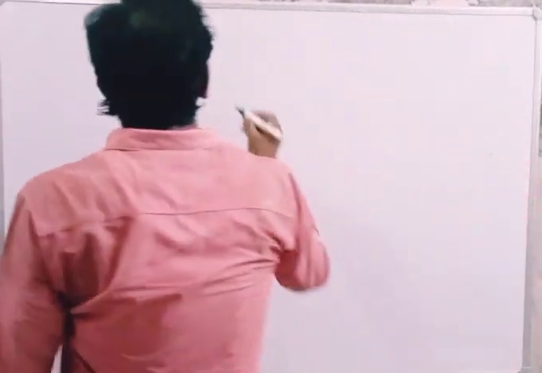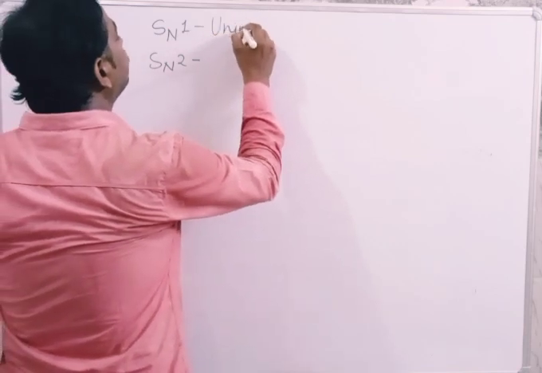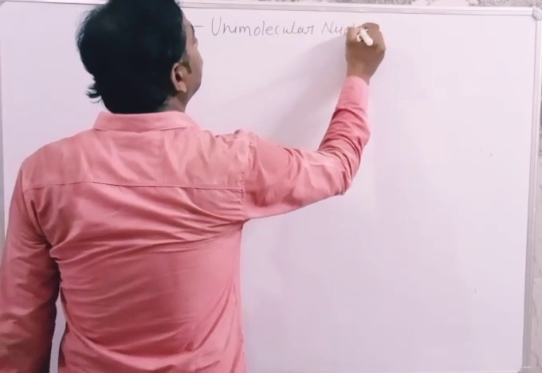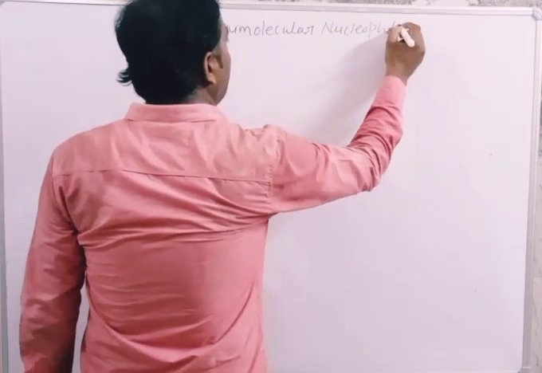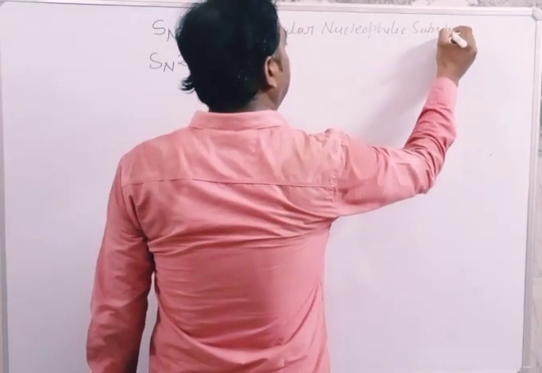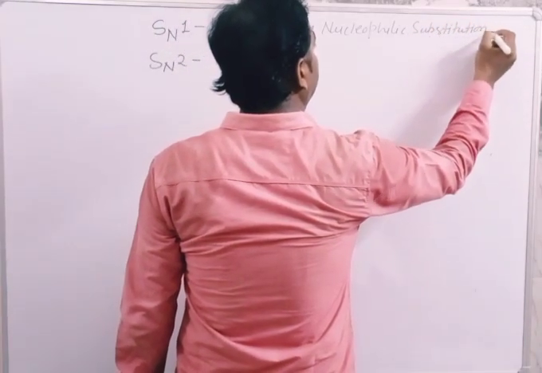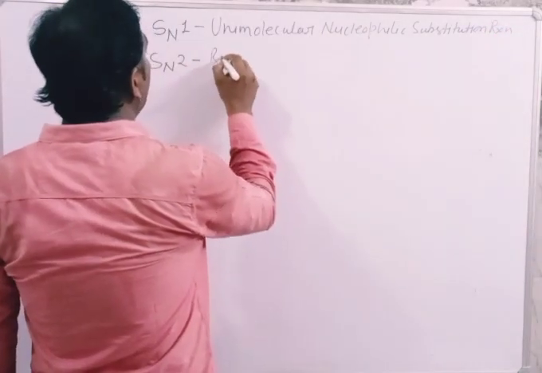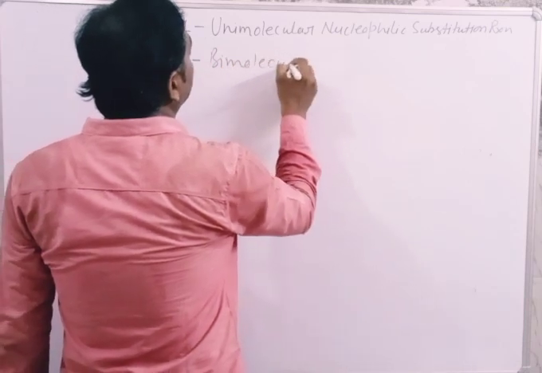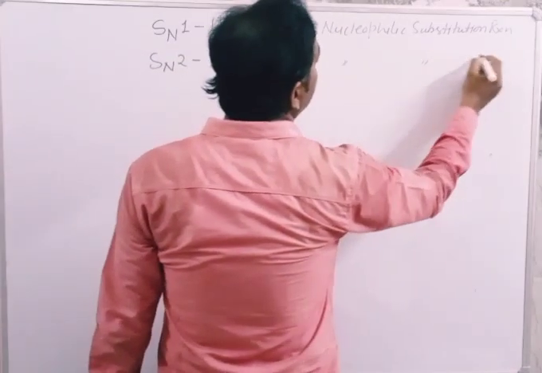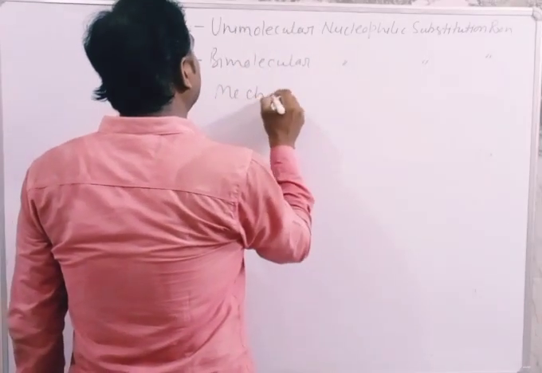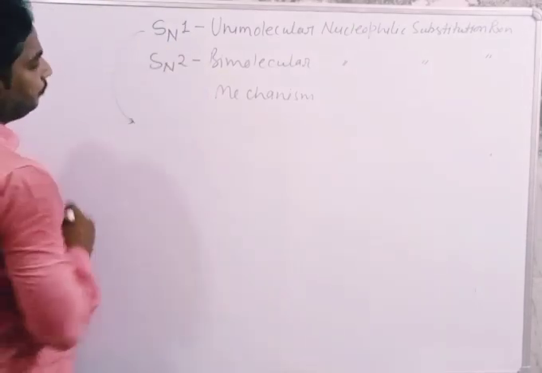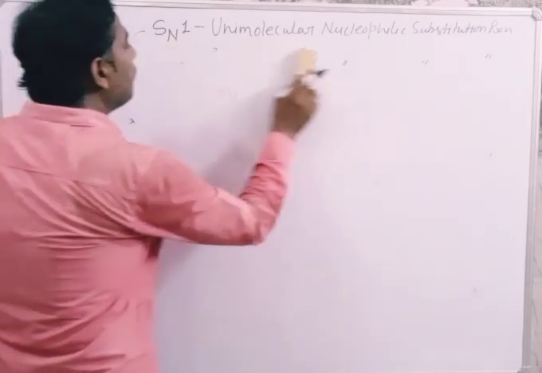SN1 stands for the unimolecular nucleophilic substitution reaction mechanism, and SN2 stands for the bimolecular nucleophilic substitution reaction mechanism. First we talk about the SN1.